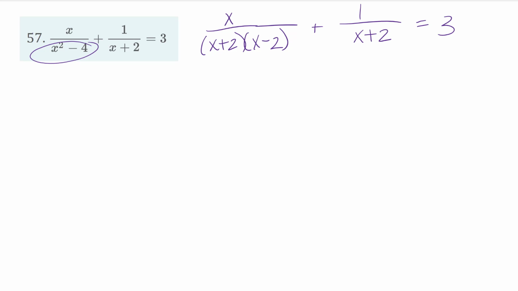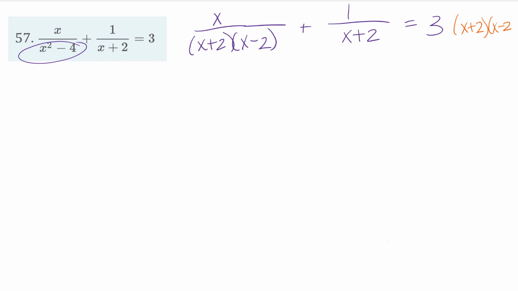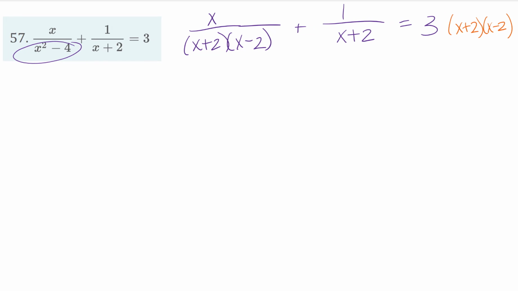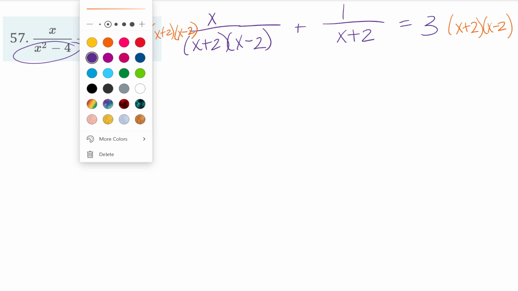Okay, so I know my LCD is going to include the common part x plus 2, but it's also going to include the part x minus 2, because you want to make sure when you multiply every term, it's going to eliminate every single fraction. So I'm going to multiply by the LCD. Make sure you can see this. And then over here on the left, it's going to be the same thing. You're going to multiply both sides by the LCD.